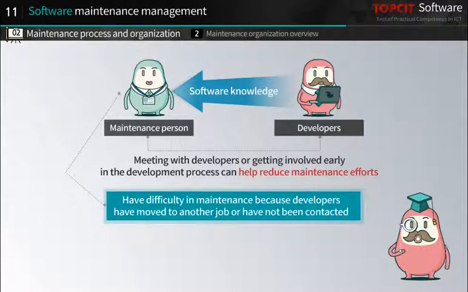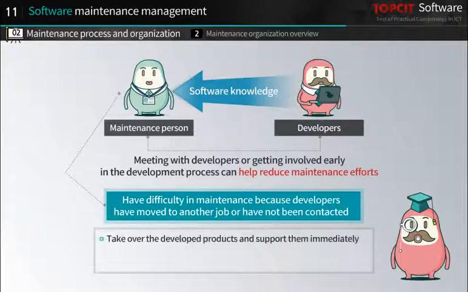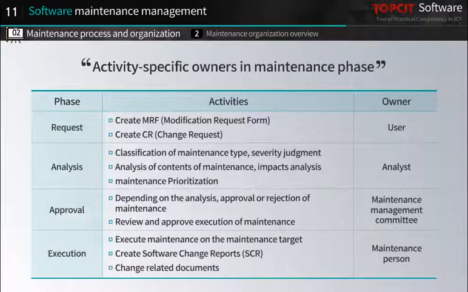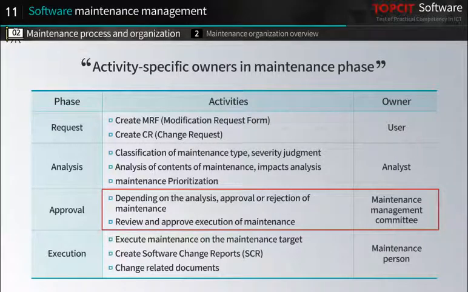In some cases, however, they may have difficulty in maintenance because developers have moved to another job or have not been contacted. Therefore, the maintenance person should take over the developed products and support them immediately. It also needs to be evolved and maintained gradually over the entire life cycle of the software. The following table shows the activity-specific owners in a typical maintenance phase. Each activity owner is responsible for performing its maintenance activities. In either case, the Maintenance Management Committee approves or rejects the changes, and reviews and finally approves the changes.